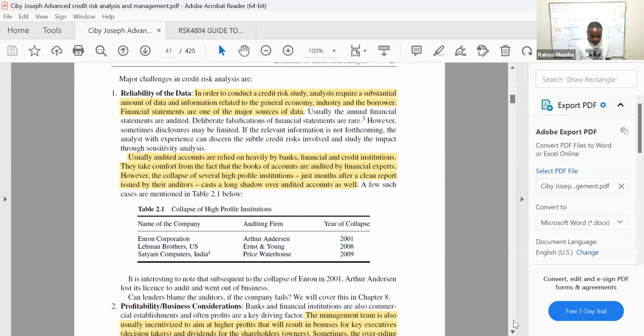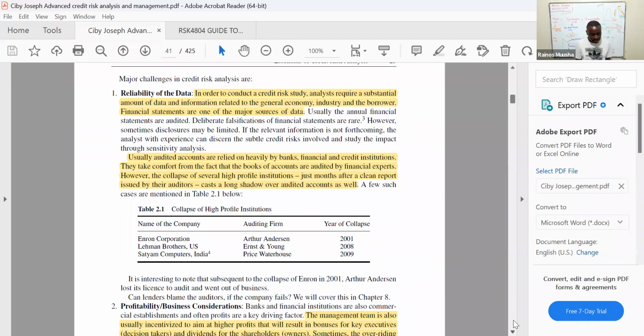Financial statements are one of the major sources of data. Usually, audited accounts are relied on heavily by banks, financial, and credit institutions. They take comfort from the fact that the books of accounts are audited by financial experts. However, the collapse of several high-profile institutions just months after a clean report issued by their auditors casts a long shadow over audited accounts as well.